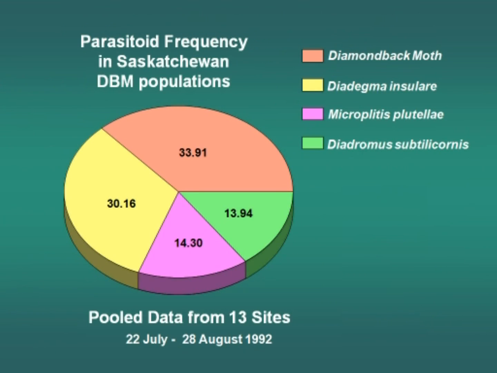We've done a number of studies. This is one set of data from Saskatchewan in the early 90s to show parasitism levels in populations of Diamondback. In this particular survey, we found that about 1/3 of the population was not parasitized and about 67% of the population was. Most of those were Diadegma insulare, a larval parasitoid that is of crucial importance for controlling Diamondback moth.